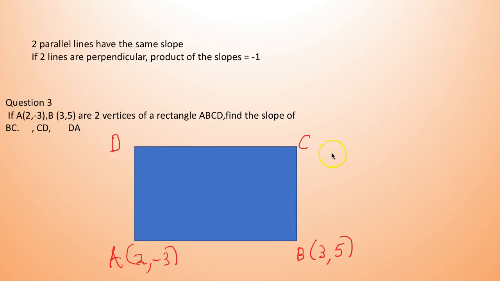Incidentally, these problems are also asked in the GRE quantitative section and in the SAT, ACT. Two parallel lines have the same slope. If two lines are perpendicular, product of the slopes is minus 1.